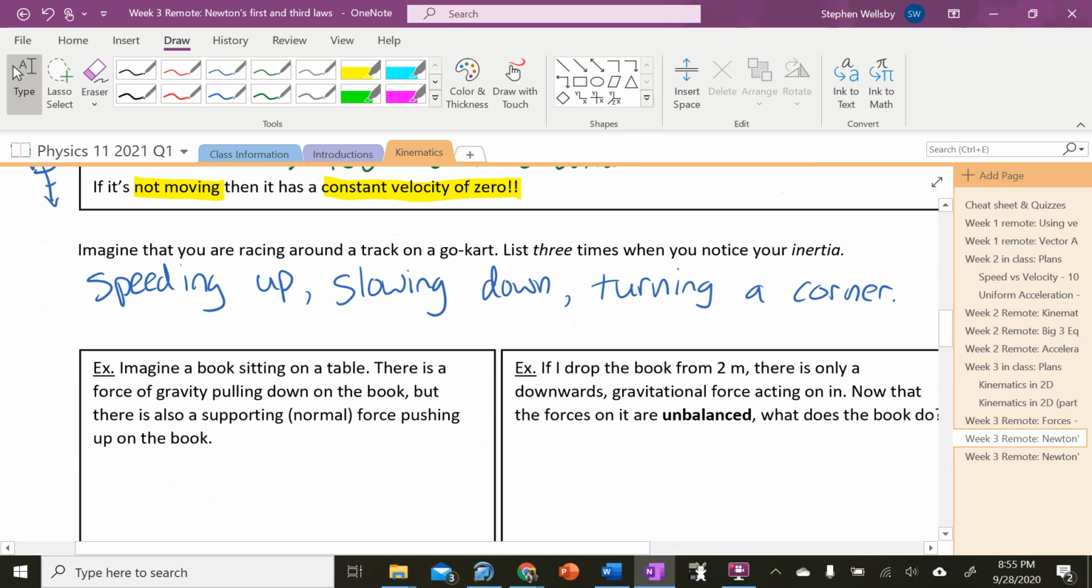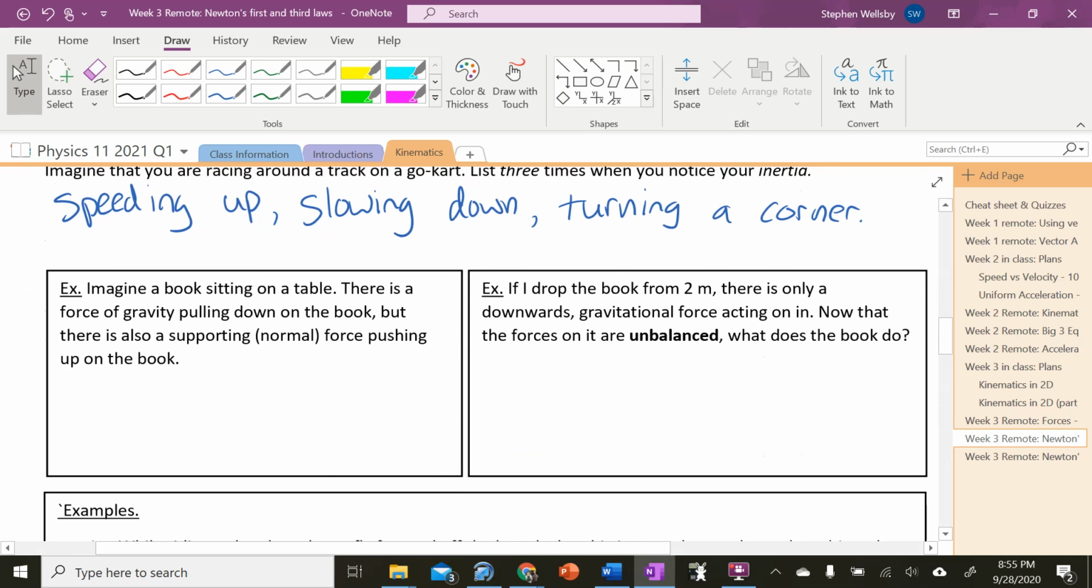So again, let's look at these examples here. So we have an example here of a book sitting on a table, and there's a force of gravity pulling down on the book, but there's also a normal or supporting force pushing up on the book. So what is going to happen to this book? So let's take a look here.